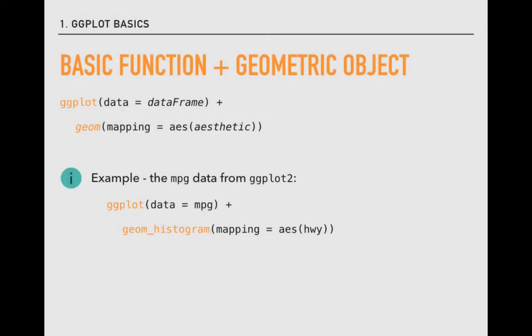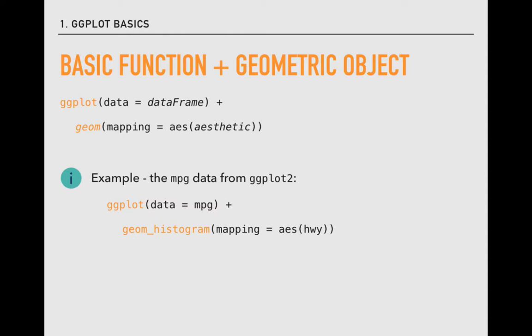Rather, the ggplot2 function must be paired with a geometric object, or geom for short. We do this with a plus sign that combines the initial ggplot2 function with a variety of possible geoms. For instance, we could visualize a continuous variable in the miles per gallon data set that comes built in with ggplot2. We could pick highway miles per gallon, which is a continuous variable, and we could visualize it using a histogram, which is a common way to visualize continuous variables. To do this, we use the geom histogram function to produce our plot. And we're going to map an aesthetic to it.